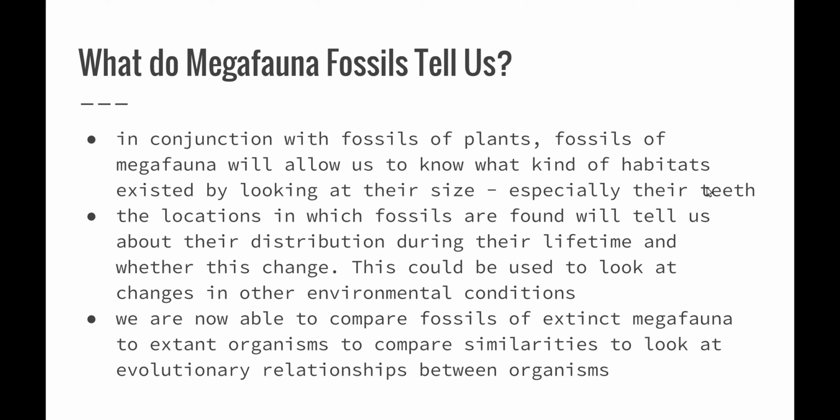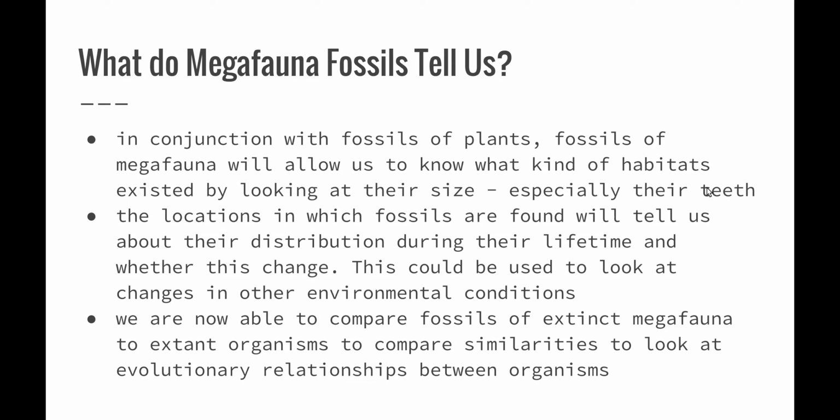Because of their size, they need massive amounts of food to sustain their energy requirements, so that would lead us to believe that there was lots of vegetation available. The locations in which the fossils are found tell us about their distribution during their lifetime and whether this changes or not. This could also be used to look at changes in other environmental conditions. As we know, Australia was once cooler, with a lot more vegetation, rainforest vegetation. So where these different fossil pockets of megafauna were found would lead us to believe that these types of environmental conditions were available there as well.